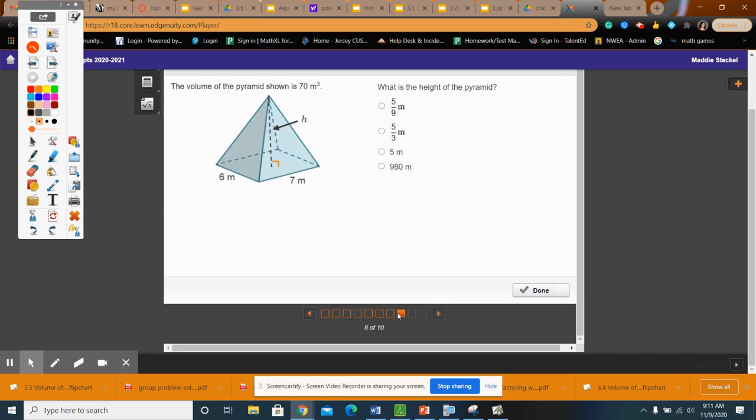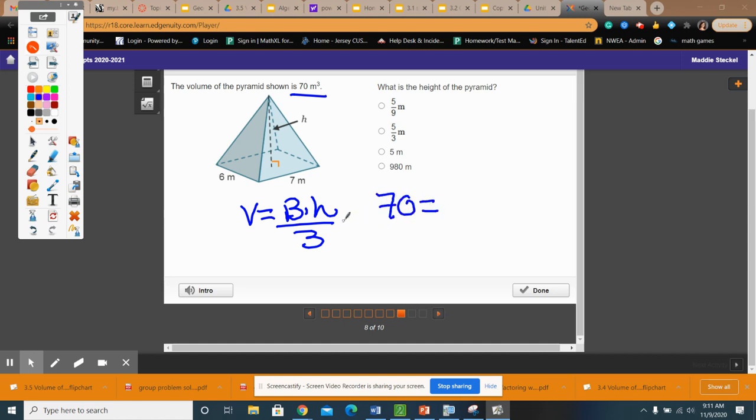The measurements of the base are known. Okay. The measure of the height is not. We're going to have to find this again. This time we're looking for the height. Volume is big B times H divided by 3. They're telling me what the volume is. The volume is 70. Big B, I actually have to find on my own. Big B will be 6 times 7, which is 42, times H, divide by 3.